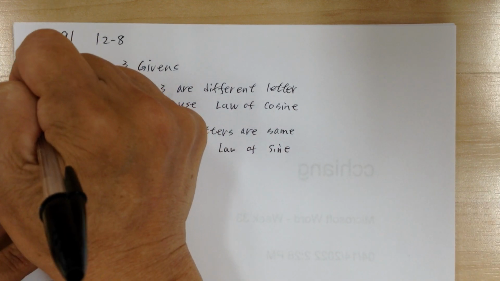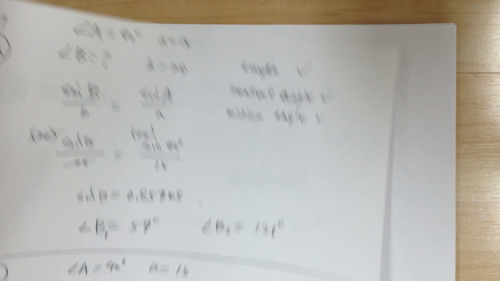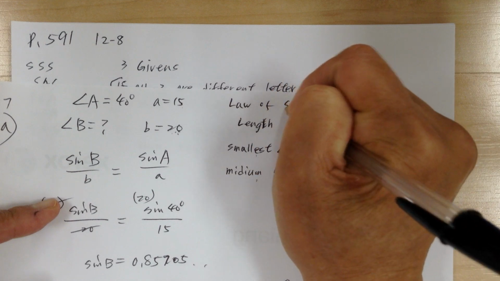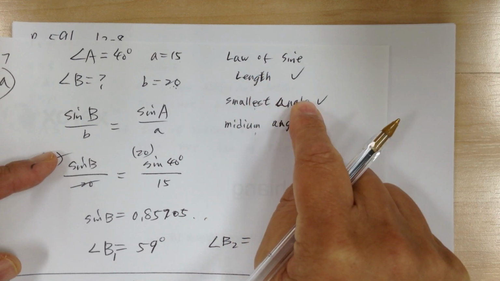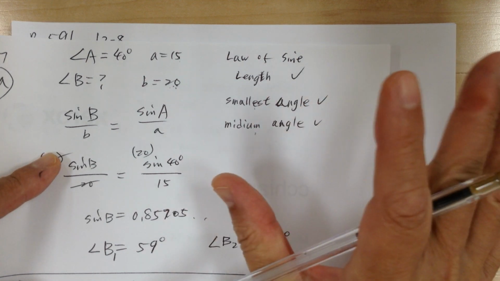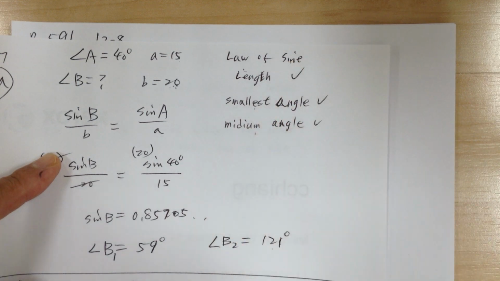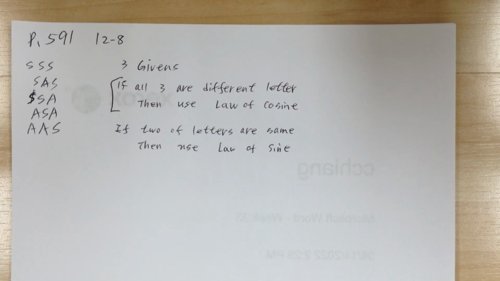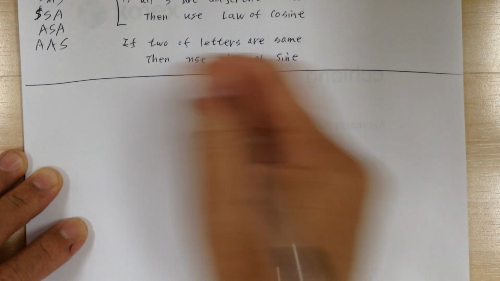And also from what we learned before, when you use the law of sine to get the length or the small angle or the medium angle, then you don't have to worry about the second case. Only when you use the law of sine to get the largest angle, then you have to worry about the second case. So once you remember that, then solving a triangle is very simple. Let's go over some examples.